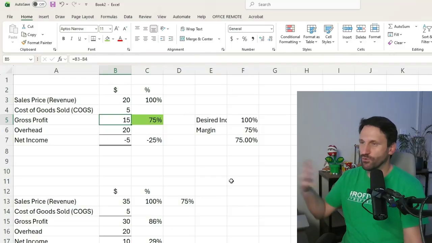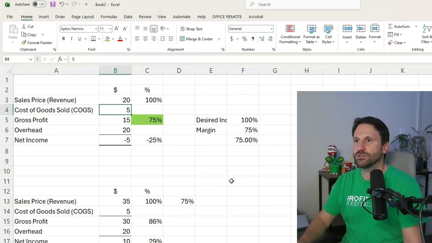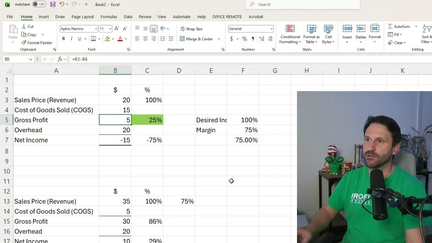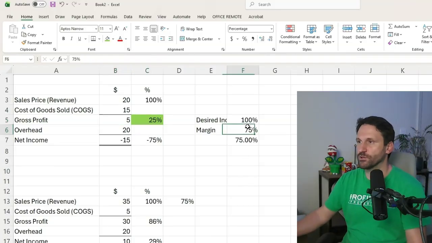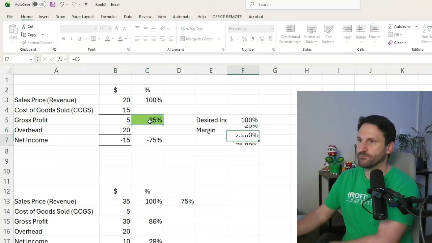Now, these numbers look like, well, of course it makes sense, but let's change the numbers up some. Let's say that this was $15 and we were only making $5. And so we had a 25% gross margin. Let's plug the numbers in this way. So it's a formula.